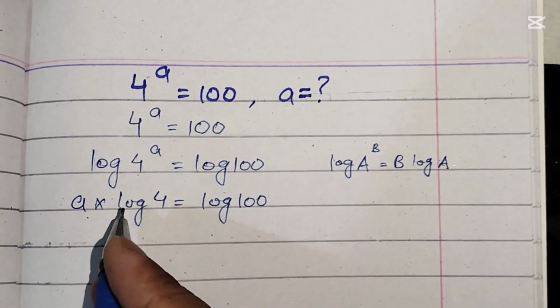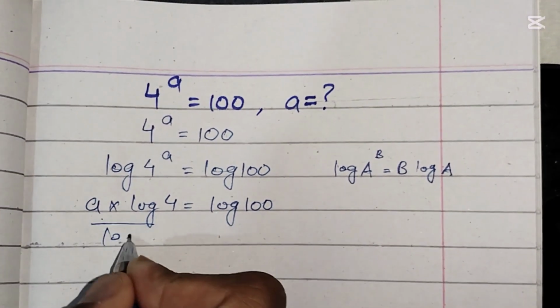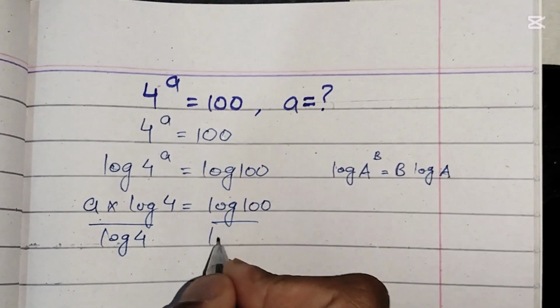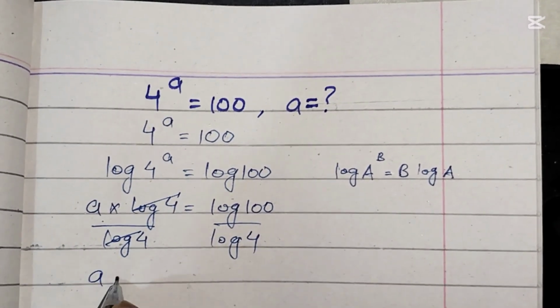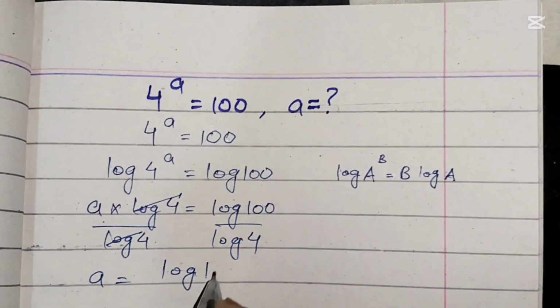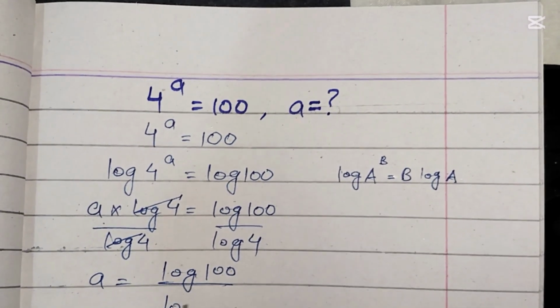Now we will divide both sides by log of 4. Log of 4 cancels with log of 4. So a will be equal to log of 100 over log of 4.